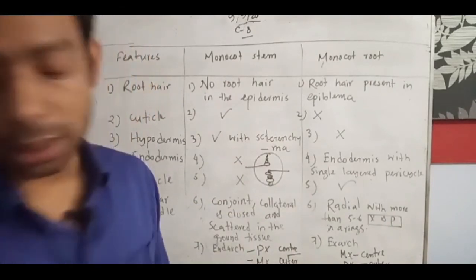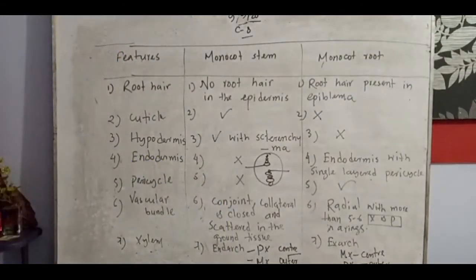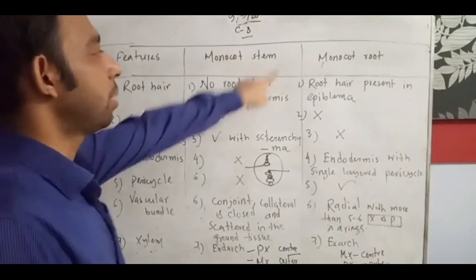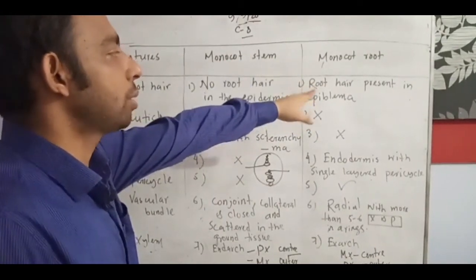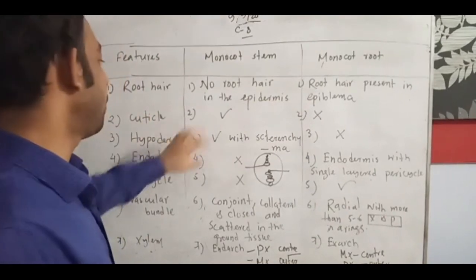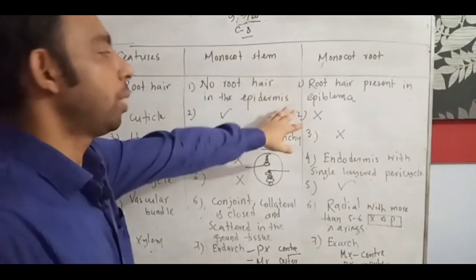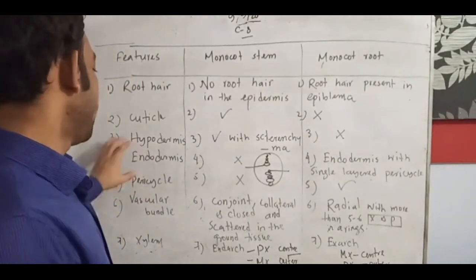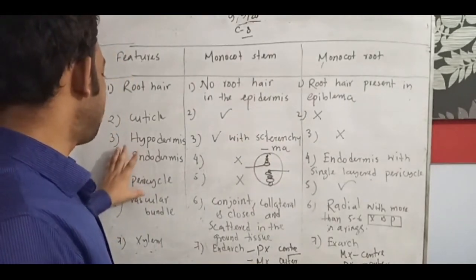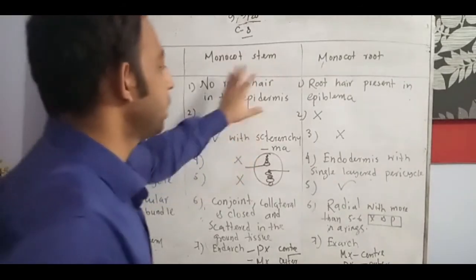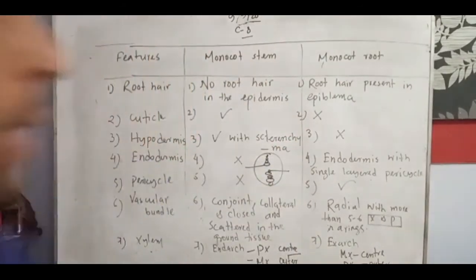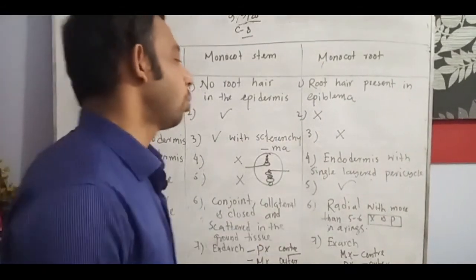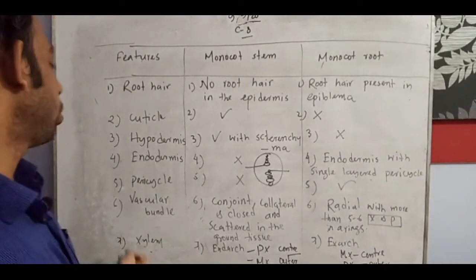We can discuss once again the last time's discussion. In the stem, there is epidermis; in the root, it is the epiblema. The cuticle and hypodermis are present in the stem but not in the root, and the hypodermis is always formed of sclerenchyma tissue. Endodermis and pericycle are absent in the stem, but in the monocot root there is an endodermis with a single-layered pericycle also present.